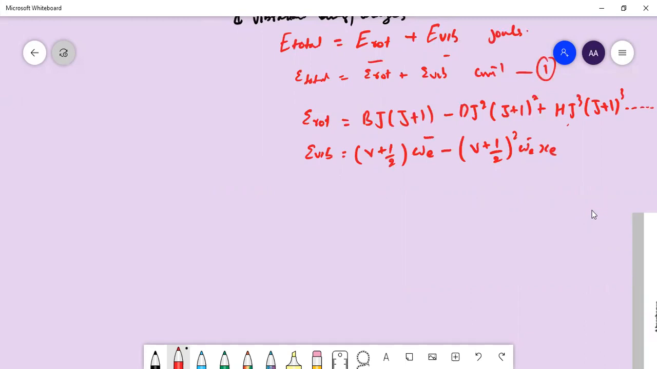Now, what I will do here is calculate the total energy of this system, which will be equal to this plus this. So I can write that delta E means epsilon total, or I can write it as epsilon J V, the total energy of vibration and rotation. I can say it is the change in the energy of the rotational energy levels and the vibrational energy levels. So let me substitute this equation into this equation.